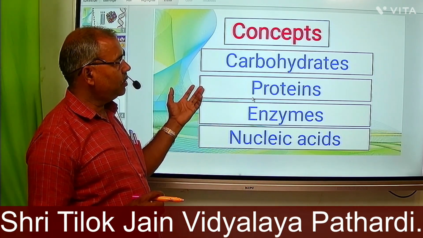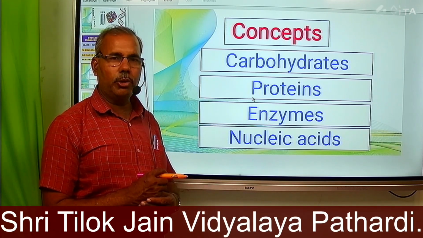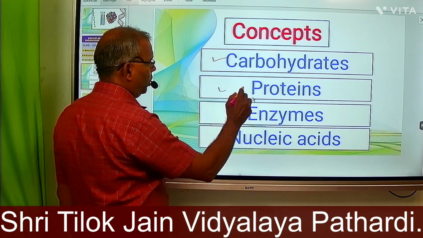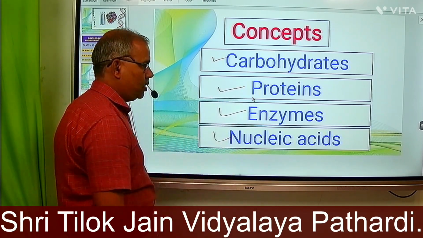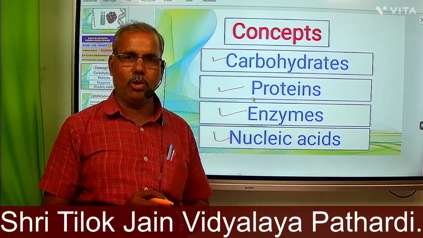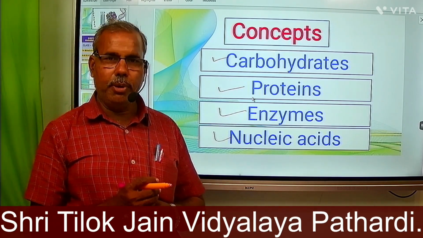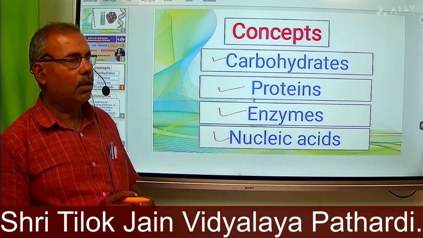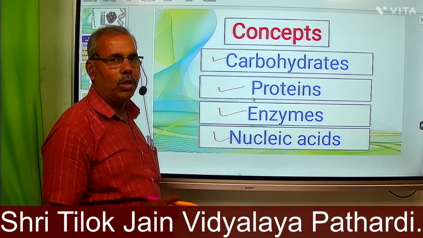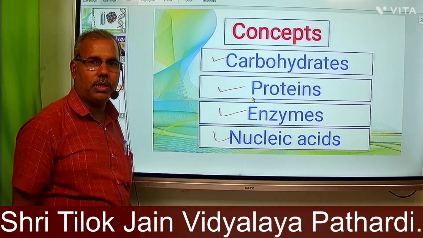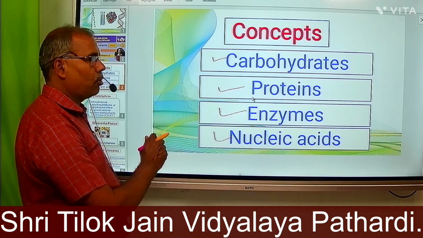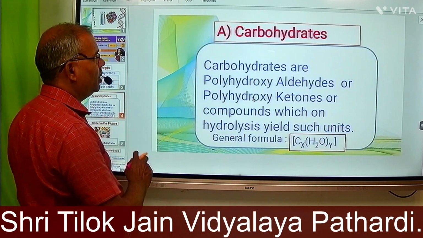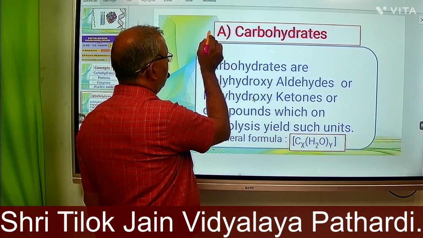The concepts to be studied in this chapter are carbohydrates, proteins, enzymes, and nucleic acids. We know there are many types of biomolecules, such as lipids, vitamins, and hormones, but in this chapter we are going to study these four types: carbohydrates, proteins, enzymes, and nucleic acids. We are going to study these biomolecules one by one. We shall go to the first type of biomolecules, that is carbohydrates.